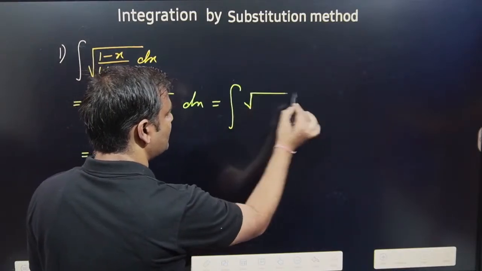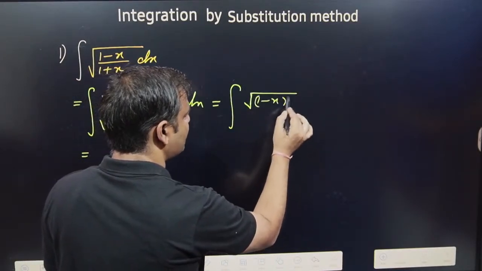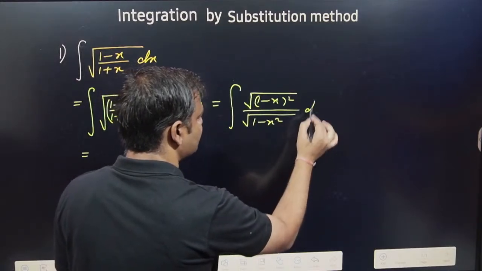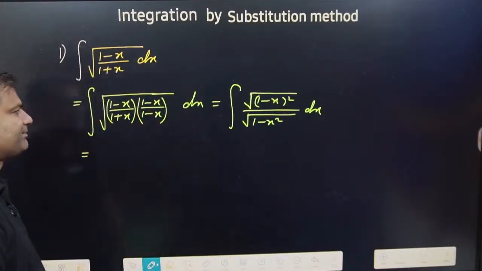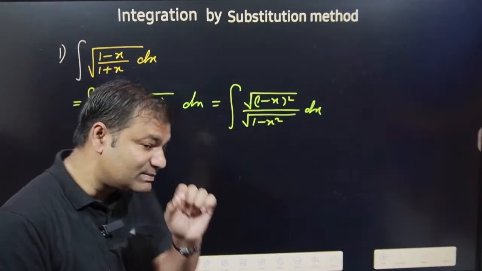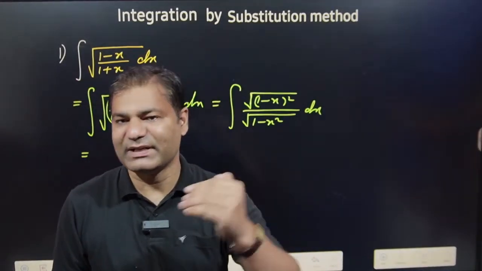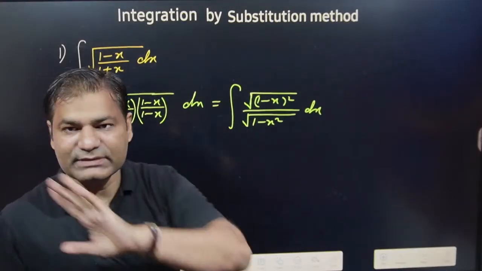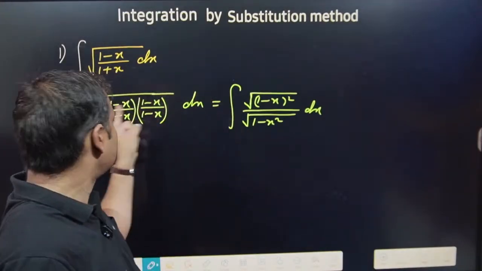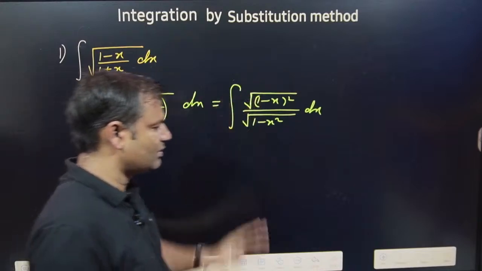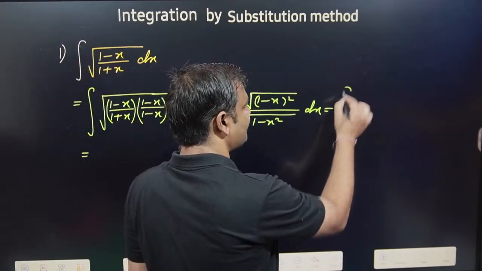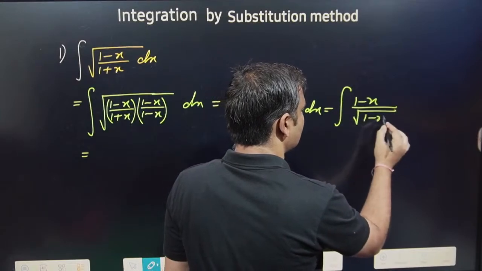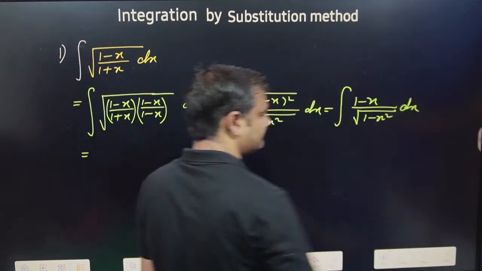Then this is written as under root 1 minus x to the whole square in the numerator, and in the denominator 1 minus x square, dx. Okay, because a minus b into a plus b is a square minus b square. That formula applies here. Then we get under root 1 minus x square, and here under root of 1 minus x to the whole square. So that is written as 1 minus x upon under root 1 minus x square dx.